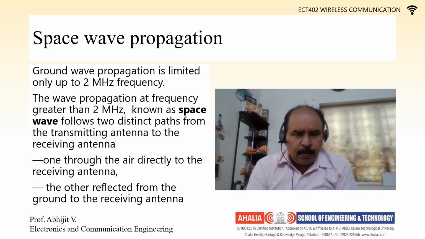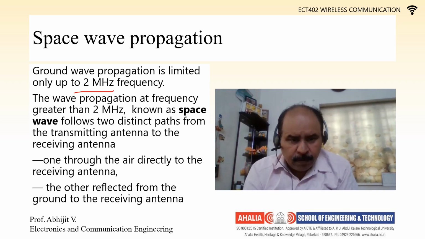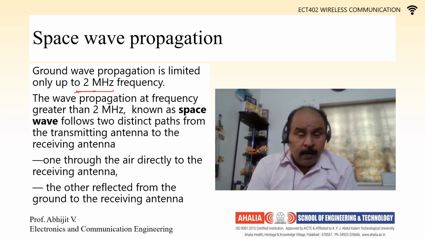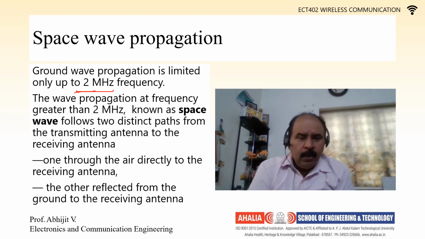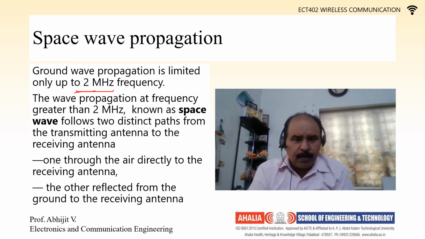So ground wave propagation is for frequencies below 2 megahertz, and space wave propagation is for frequencies above 2 megahertz. Ground wave propagation, you know, is highly limited by its frequency, and you know that the attenuation increases with respect to its frequency.